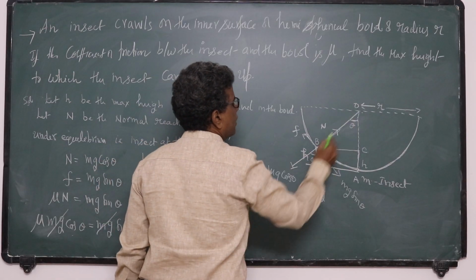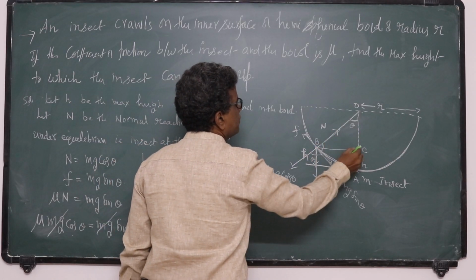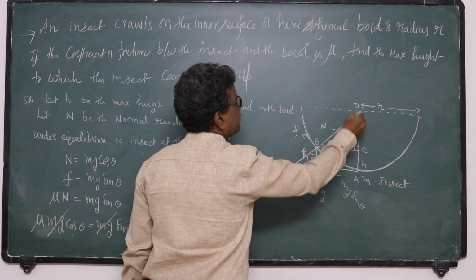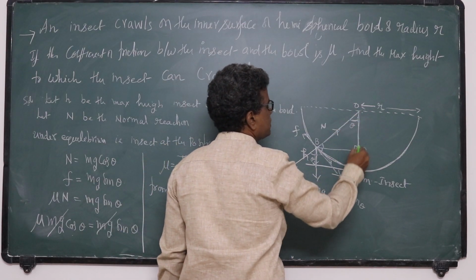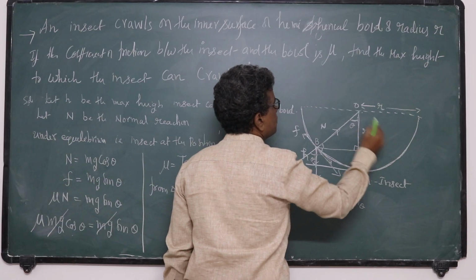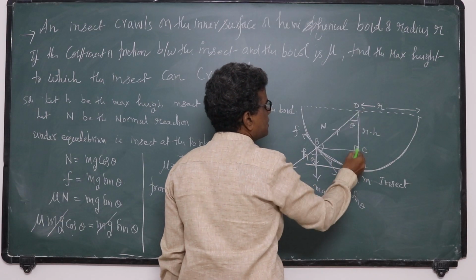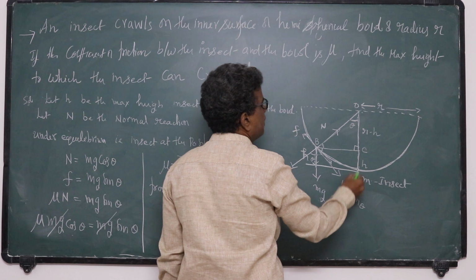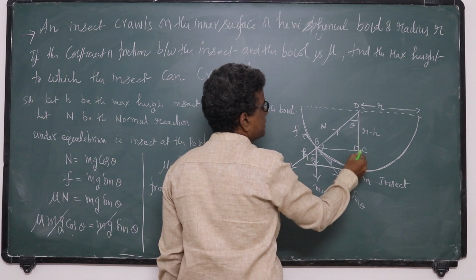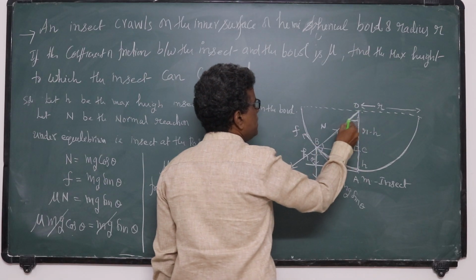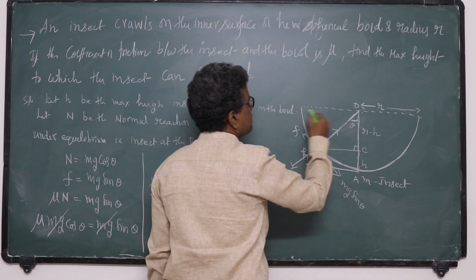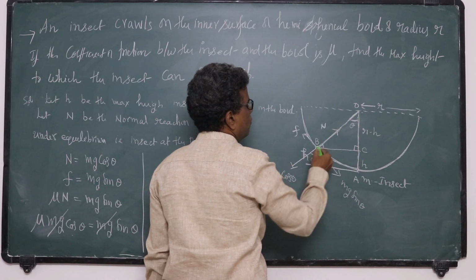In triangle OBC, angle BOC is theta, and this angle is 90. What is this height? This is h. This is r. Then OC becomes r minus h, because OC is equal to OA minus AC, that is r minus h. And OB is r, the radius of this hemispherical ball.